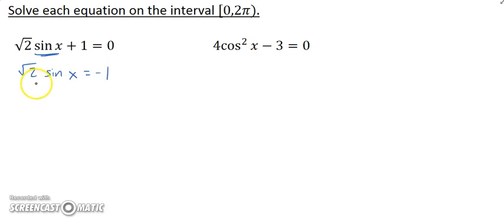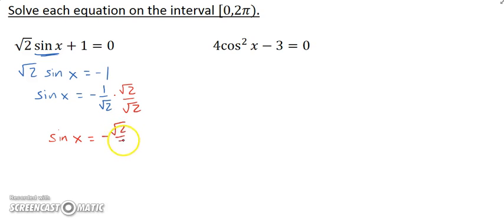And if I divided both sides of this equation by square root of 2, I would get sine of x equals negative 1 divided by square root of 2. And of course, if I were to rationalize that, and you guys are pretty good at doing this without writing that step out, I would get sine of x is negative square root of 2 over 2. So this is a good example of how I had to solve this for the trig function first.